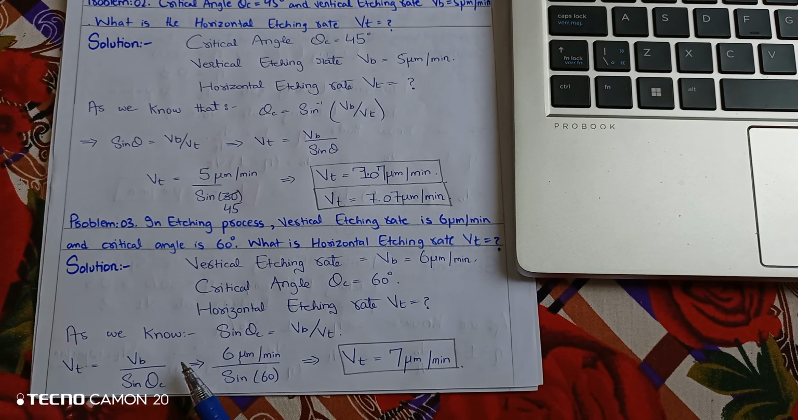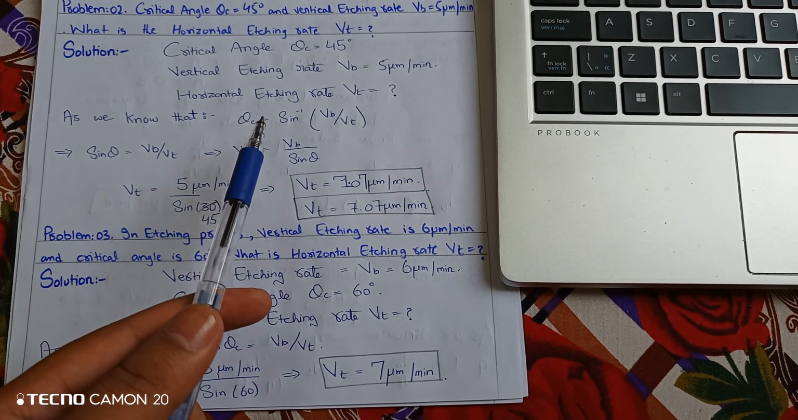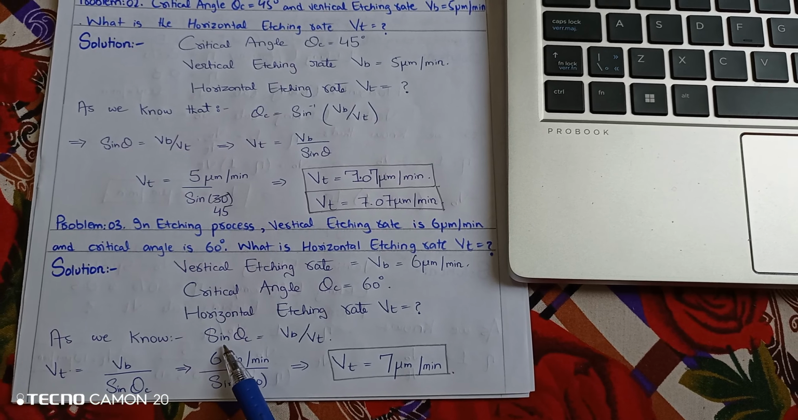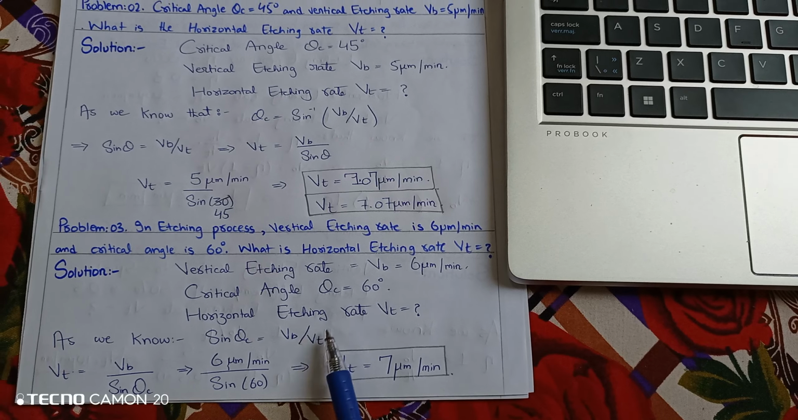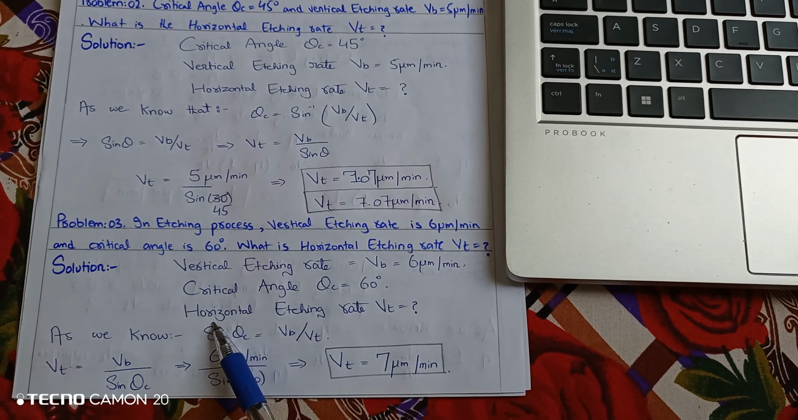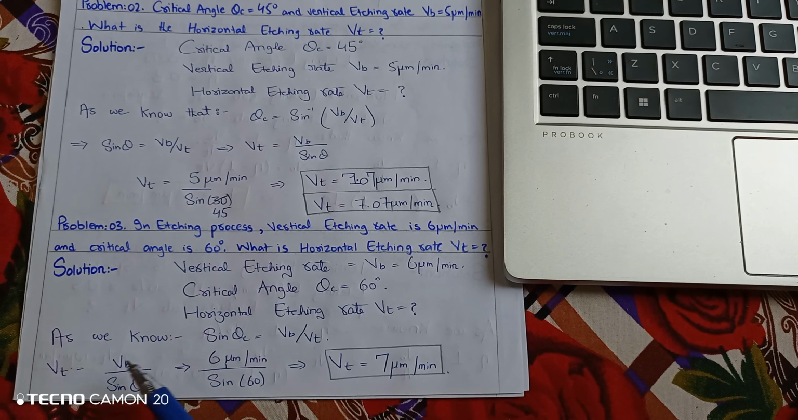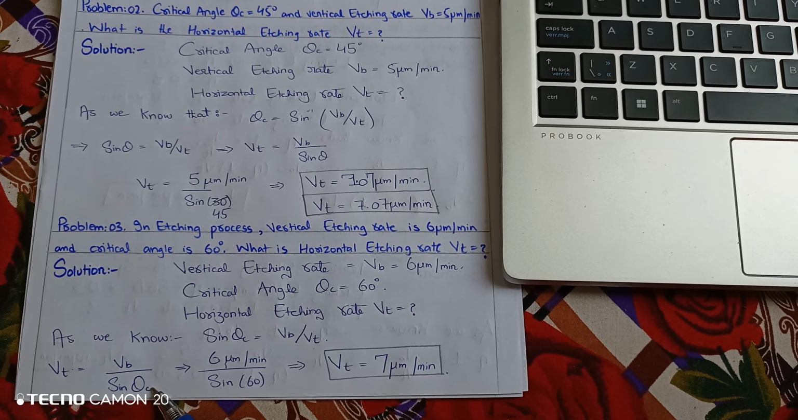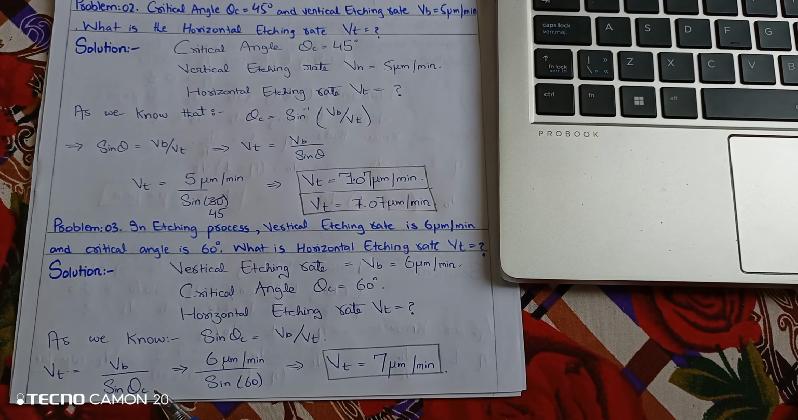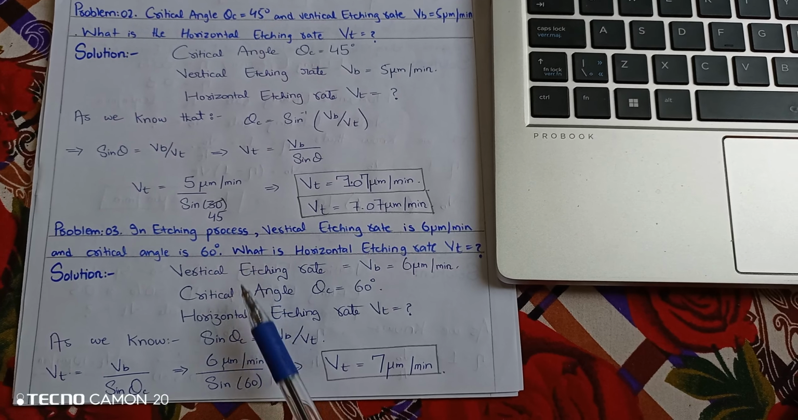Same procedure: as you know, theta equals sine inverse of VB by VT. Move sine to the other side and you will get sine theta equals VB by VT, because again you have to find the horizontal etching rate, which is VT. Move VT to the other side, divide by sine theta, and you will get VT equals VB by sine theta. Just putting the value of VB, which is 6 micrometer per minute, and the value of theta, which is given as 60 degree.